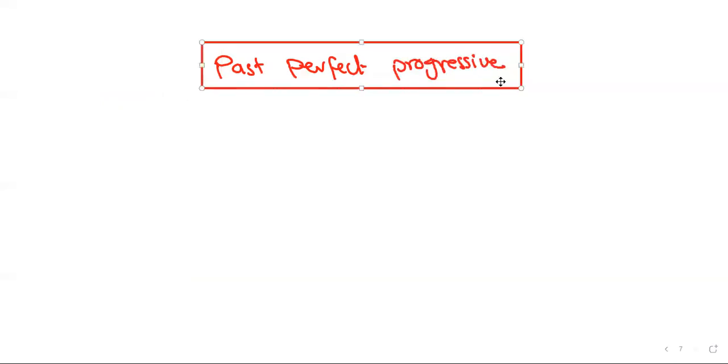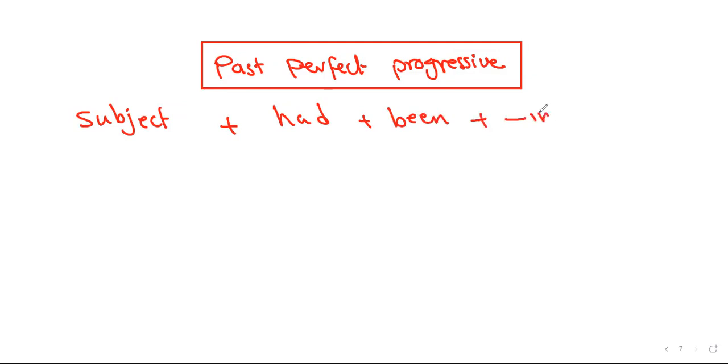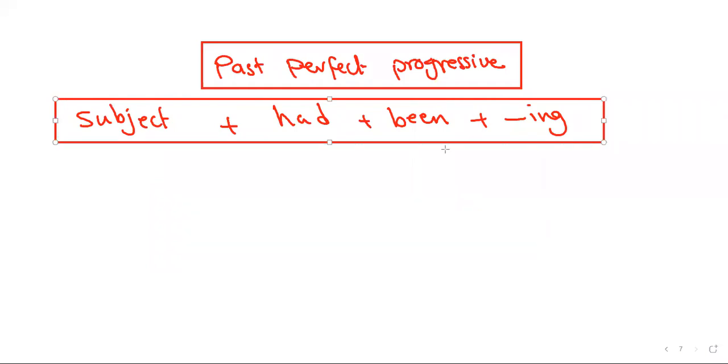Past perfect progressive. For the past perfect progressive, we start with the subject first, and after that we have had plus been plus verb plus ing. Again, we start with the subject first, after that we have had, been, and the verb plus ing. This is the past perfect progressive.